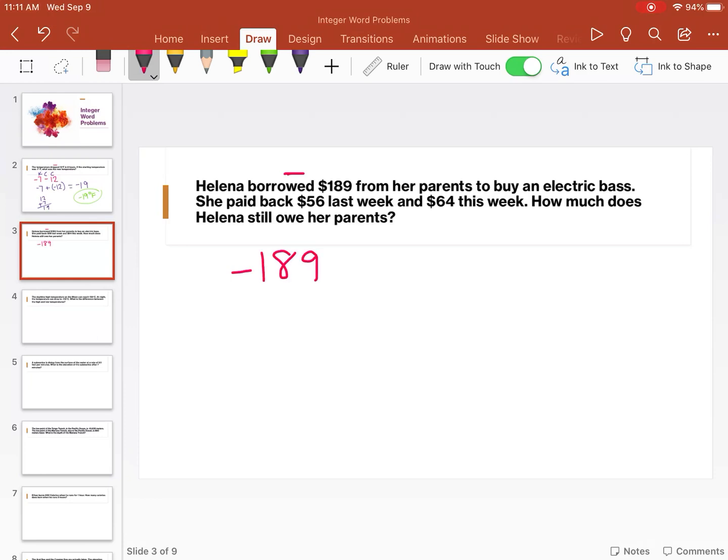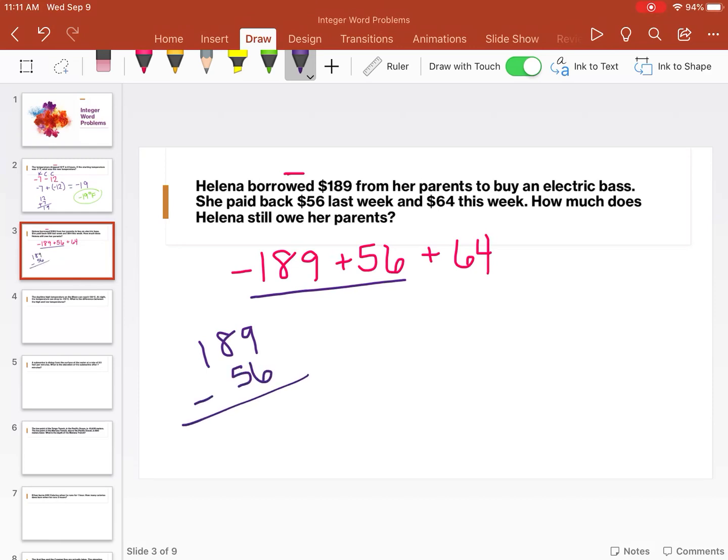But then she pays back, so she adds, like, to her parents. It's almost like from her parents' point of view, she gives them, so she adds a +56, and then she gives them or adds a +64. So that's really what our expression should look like. Now we can solve it. I'm going to solve it one step at a time. So I'm going to do these two, different sign, subtract. So I'm going to take 189 minus 56. And go ahead and subtract that.